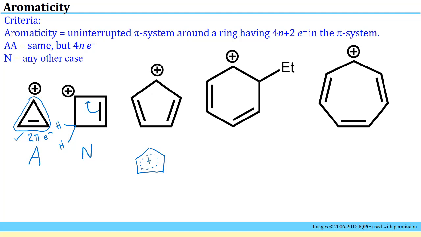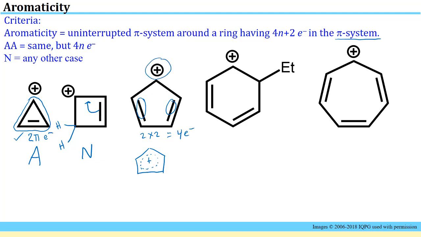So this has an uninterrupted pi system. Now how many electrons can we move around the ring to be in that pi system? Well, we have 2 pi bonds, and each bond is 2 electrons, so that's 2 times 2. So we have 4 electrons there.